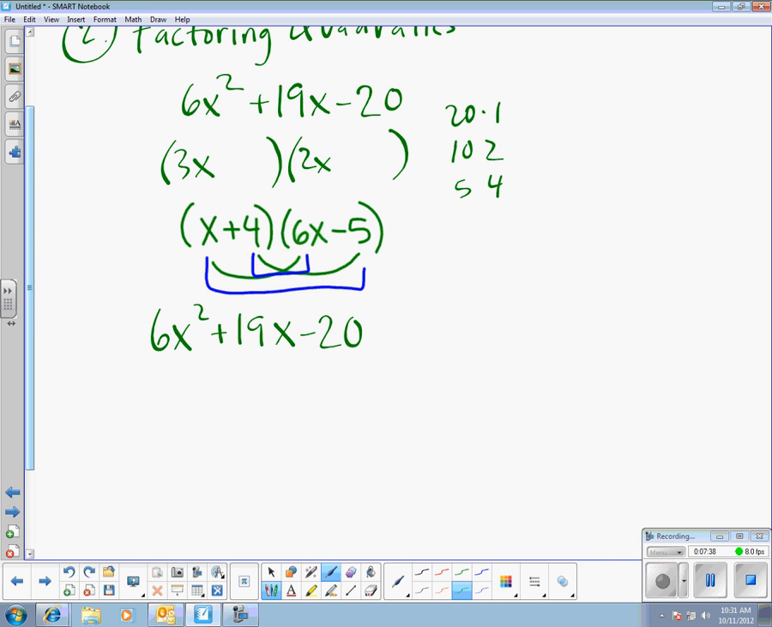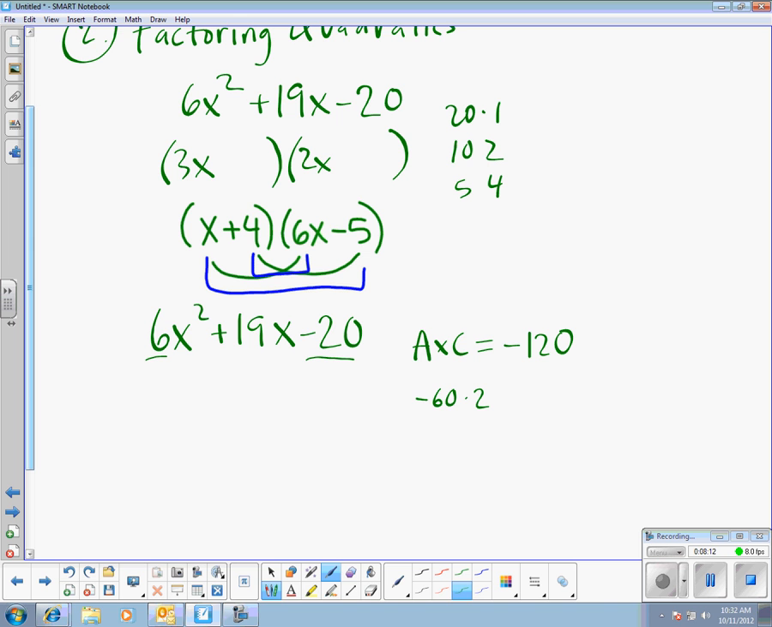So what you do first in this method is do A times C. And that's A and C, as in ax squared plus bx plus c. So my A times C is negative 120, because 6 times negative 20 is negative 120. Step 2 is to break down the 19x, or break down the 19 into two factors of negative 120. So to get negative 120, I could do negative 60 times 2, or 60 times negative 2.